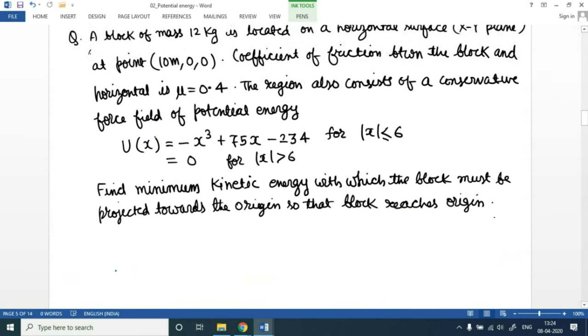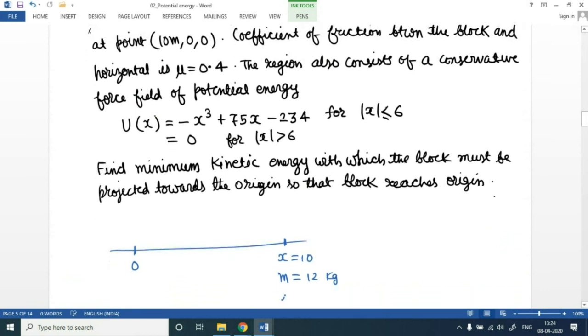So this here is the xy plane, and let's say this here is the origin, and x is equal to 10 is the initial position of the particle, and the mass of the particle that is given to us is 12 kg. And the surface is rough as well, so the coefficient of friction mu is given to us as 0.4. And this region also consists of a conservative force field of potential. So the expression for potential energy is given to us, that is minus x cube plus 75x minus 234.